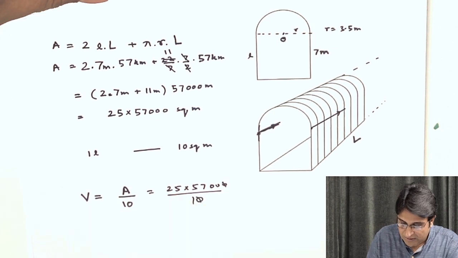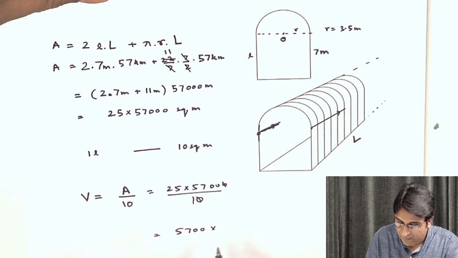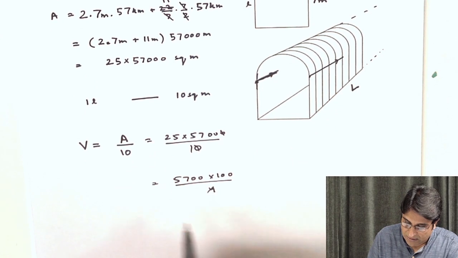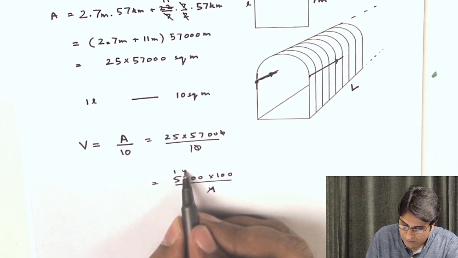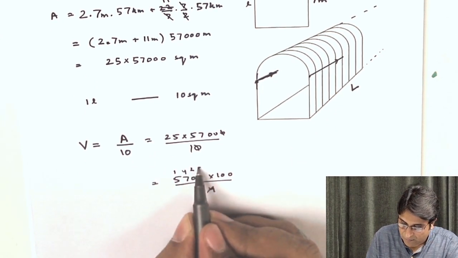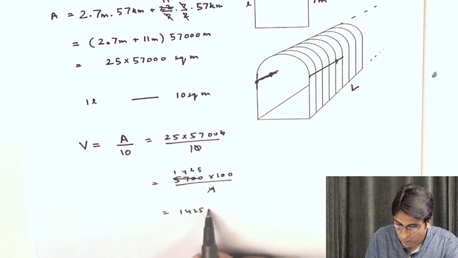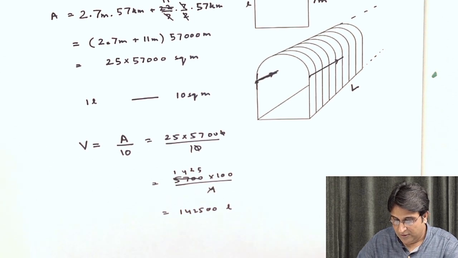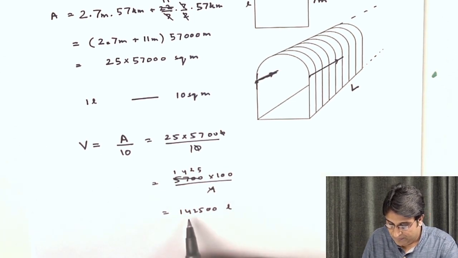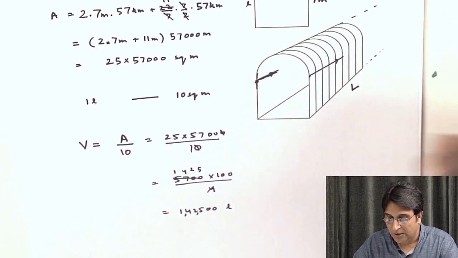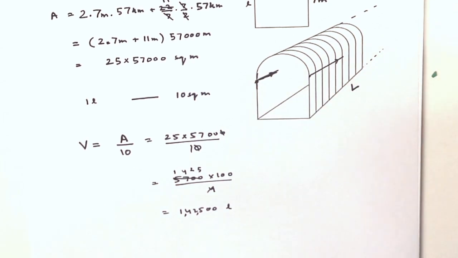Now this 0 cancels, and I always like to convert 25 to 100 by 4. So let me cancel this. 4 ones are 4, 4 fours are 16, 4 twos are 8, 4 fives are 20. So this comes to 142,500 liters of paint, right? That's 1,42,500 liters of paint to paint the entire tunnel. That's your final answer.